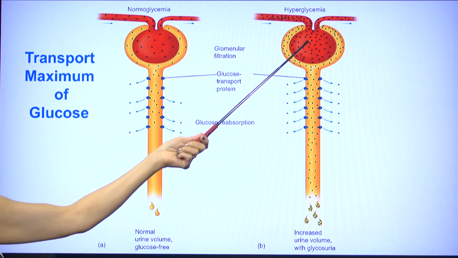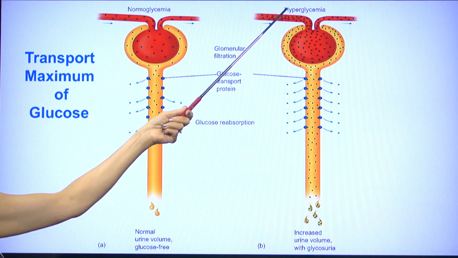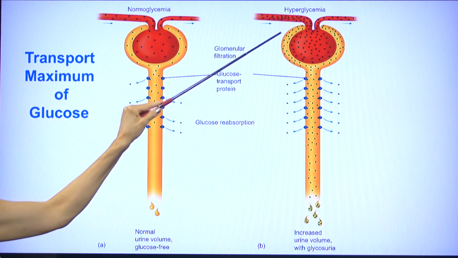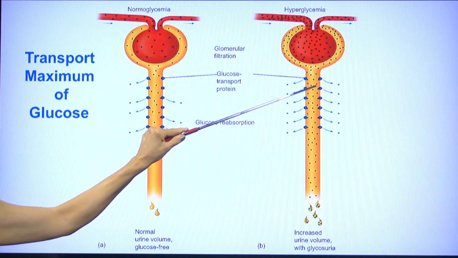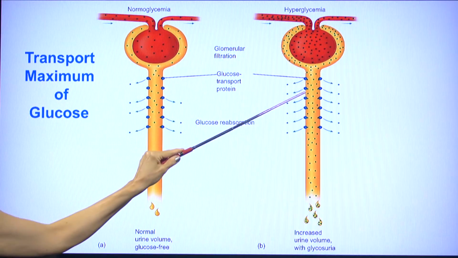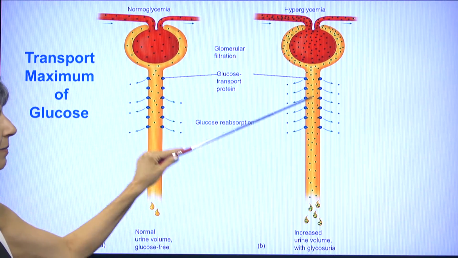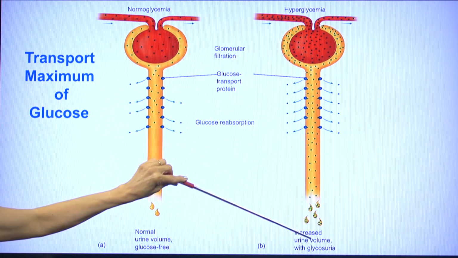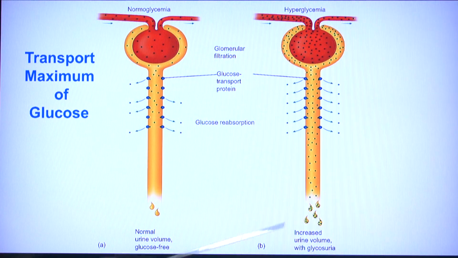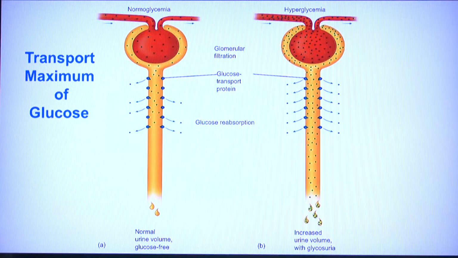This is a person with hyperglycemia, a very high level of blood glucose. I have more glucose exceeding my number of transporters. So we will use all the transporters. They can transport only that much. The excess glucose is going to appear in urine. We call this glycosuria, and this is of course common in the condition of diabetes mellitus.